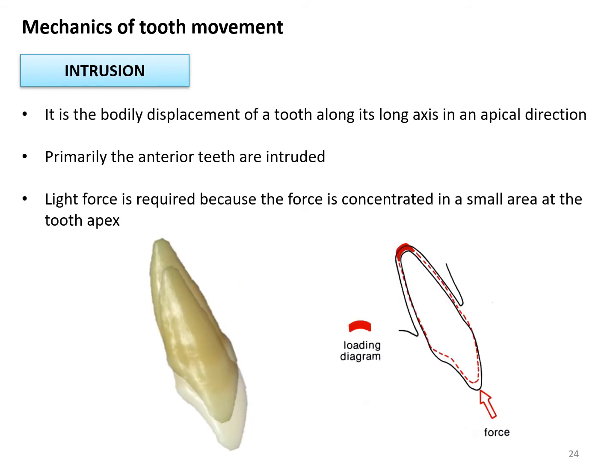So what is intrusion? Intrusion is the opposite of extrusion. It is the bodily displacement of a tooth along its long axis in an apical direction. Primarily the anterior teeth are intruded. So light forces are required, and the force is concentrated in a small area at the tooth apex. So you can see the loading diagram. When there is an intrusive force, the force concentration is at the apex of the tooth.